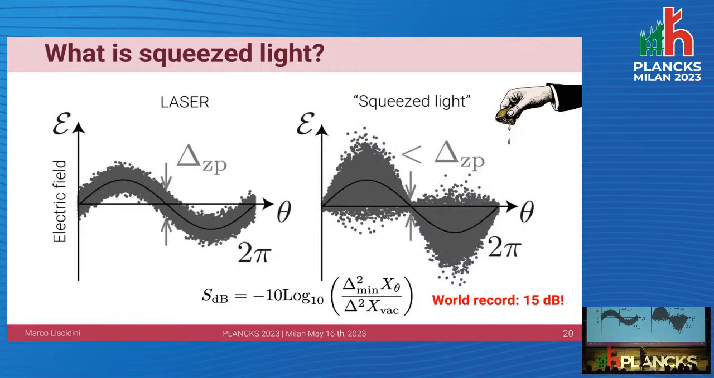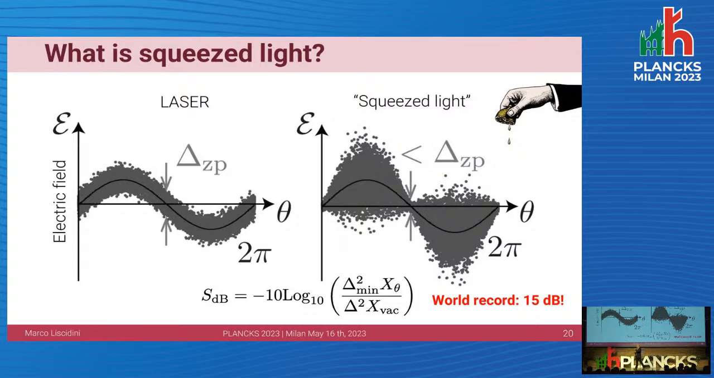Now, squeezing is measured in a unit that physicists do not use that much, but engineers do. So we borrow that. So it's dB, okay? And what is squeezing in dB? It's the ratio in dB between not the uncertainty, but the variance, which is the square of the uncertainty. And so the squeezing of light is measured by the minimum uncertainty squared that you can reach, divided by the zero photon limit, or the uncertainty of the vacuum, which is the zero photon limit. Now, the world record ever measured of squeezing is 15 dB.